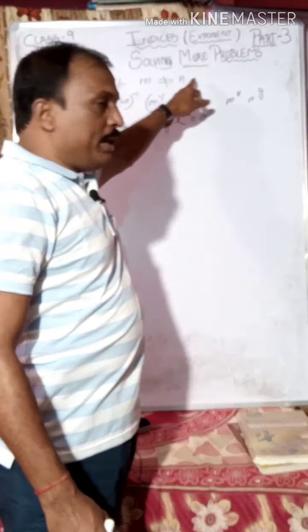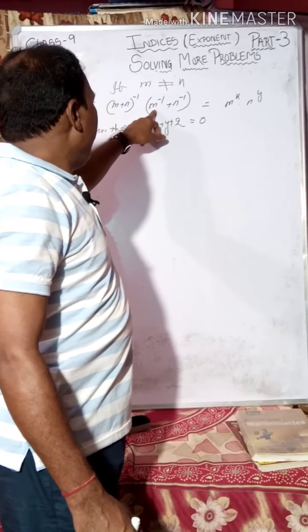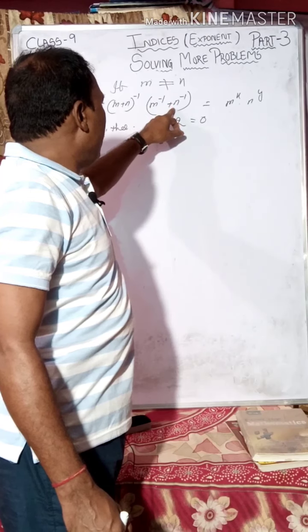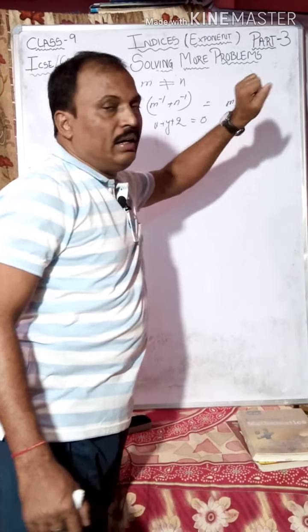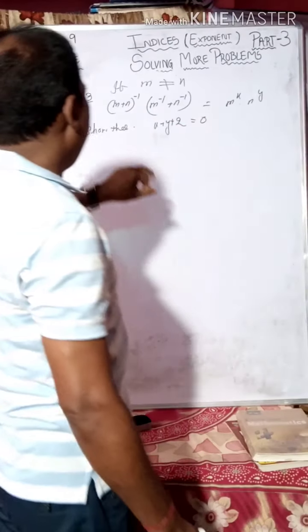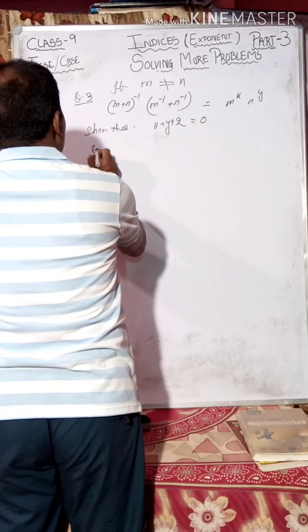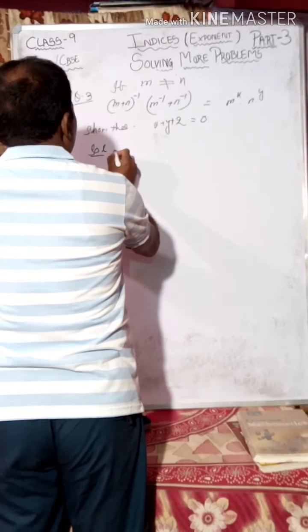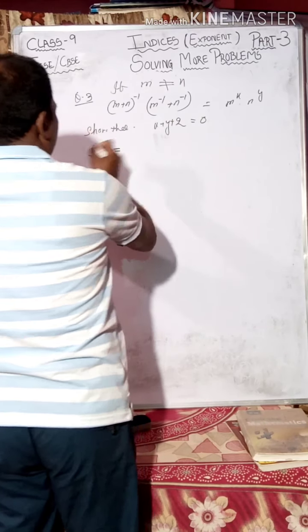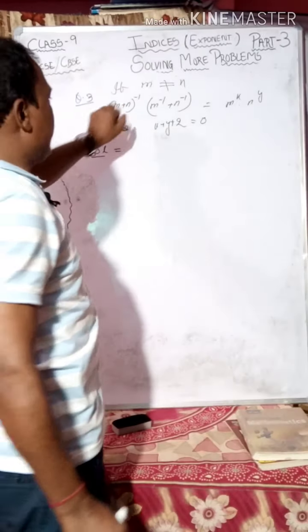If m is not equal to n, (m plus n) to the power minus 1, (m to the power minus 1 plus n to the power minus 1) is equal to m to the power x into n to the power y, then prove that x plus y plus 2 is equal to 0. Solution. Now take the given point, this is the first step.